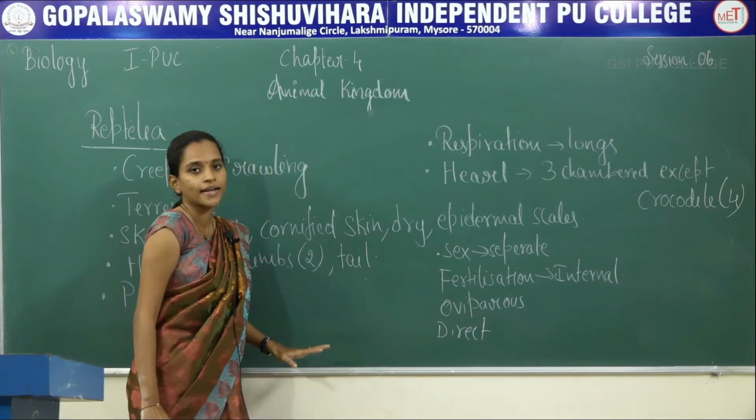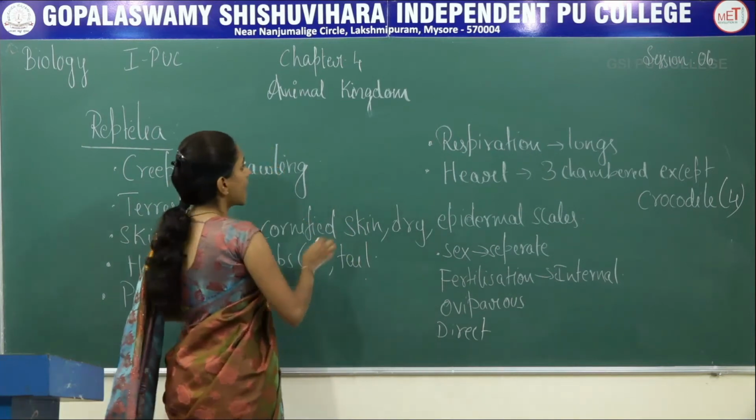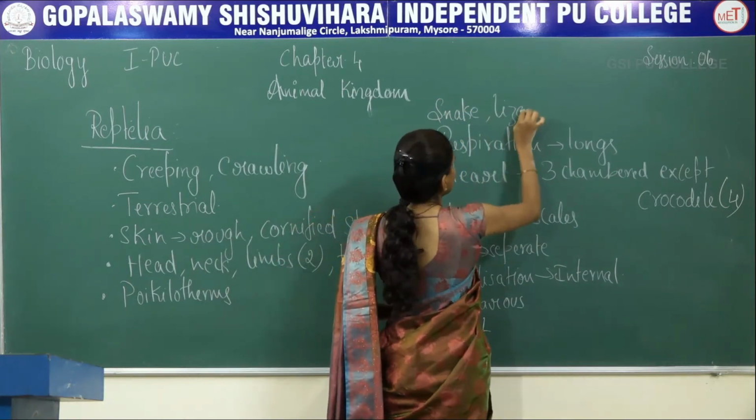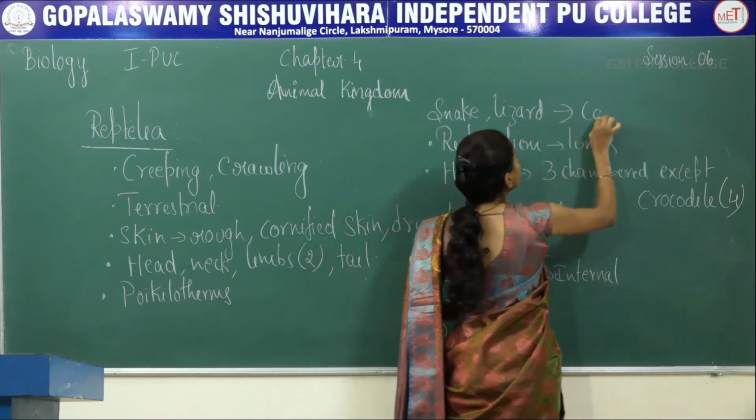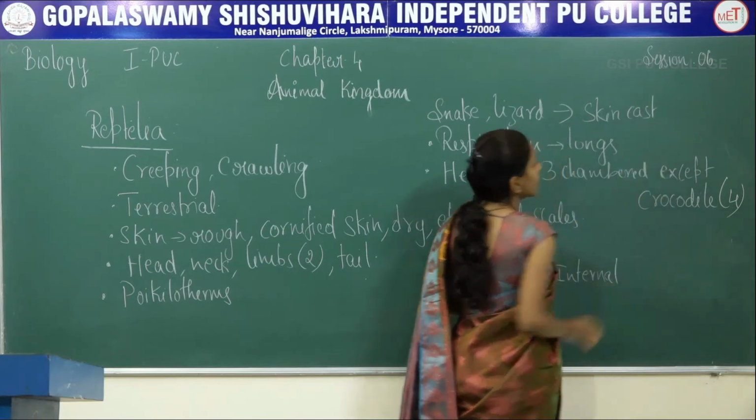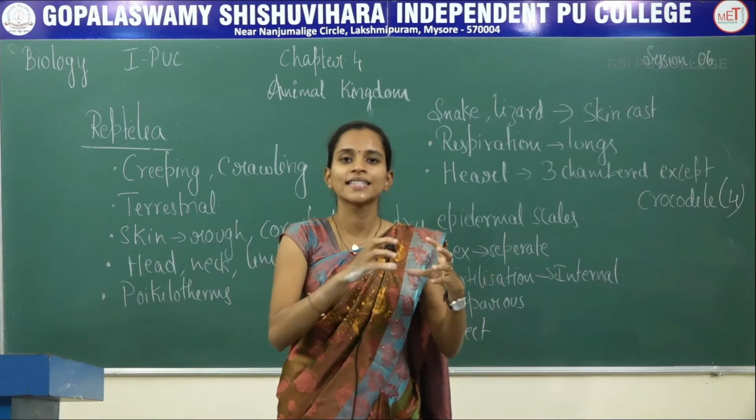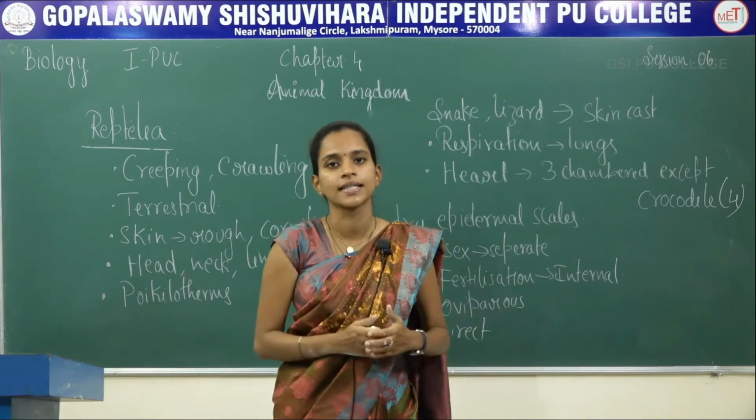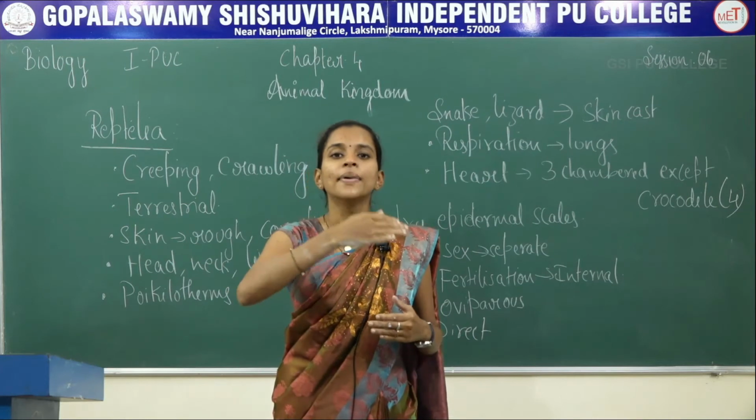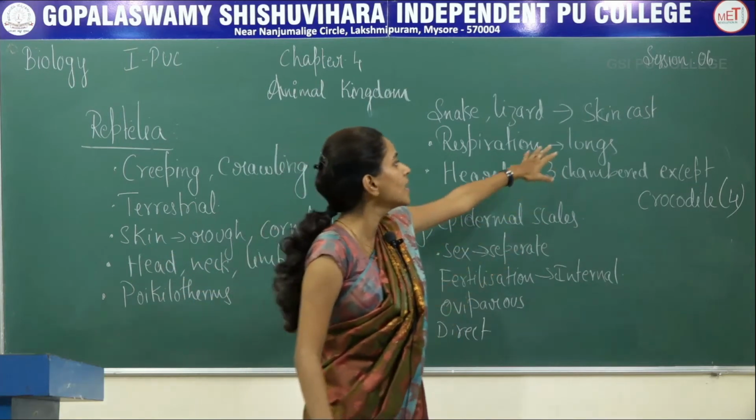Apart from these general characters, there is a special character which is restricted to only few of the organisms. Example, snakes as well as lizards. That character is skin cast. That means their skin doesn't grow. So once they are of this big size, their skin doesn't grow as the organism increases their size. So what happens, as the organism develops or increases their size, they build a new skin from within and the older skin is removed. So that is what is called skin cast.